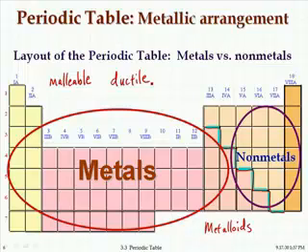Nonmetals, on the other hand, are not lustrous. They tend to be brittle as solids. They're not good conductors. So kind of the opposite of metals. Metals tend to be solids at room temperature, with the exception of an element that you should be familiar with, which is mercury. Mercury is a liquid at room temperature. Nonmetals, on the other hand, can be solids, liquids, and gases at room temperature.